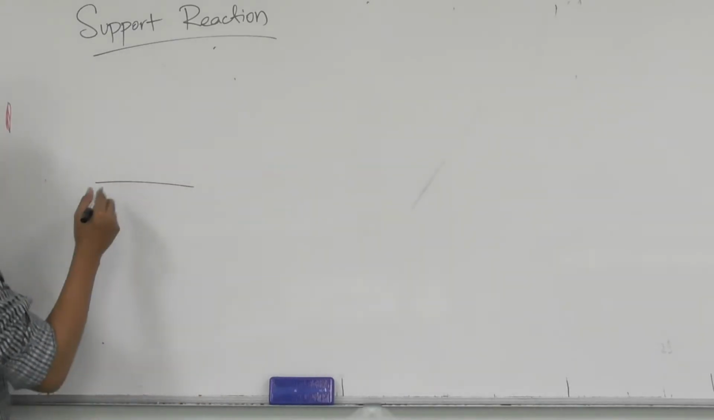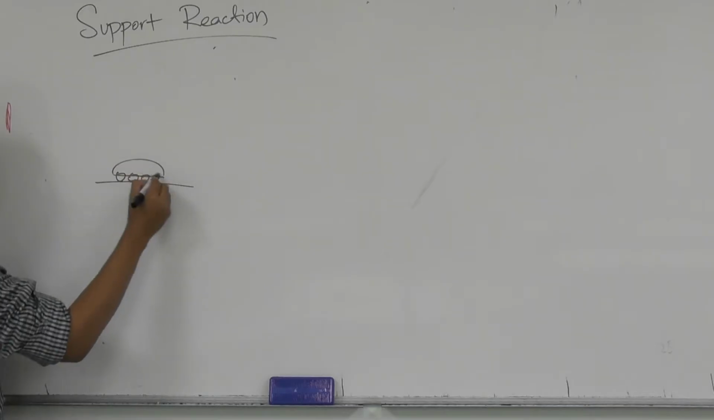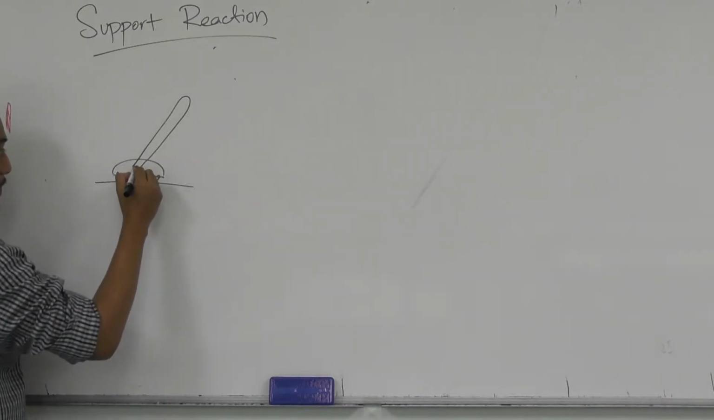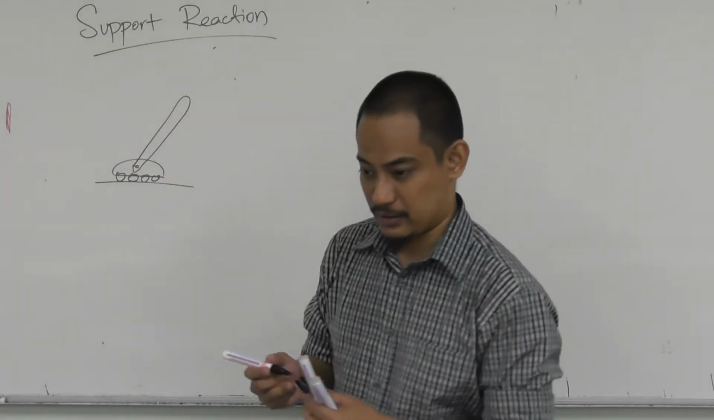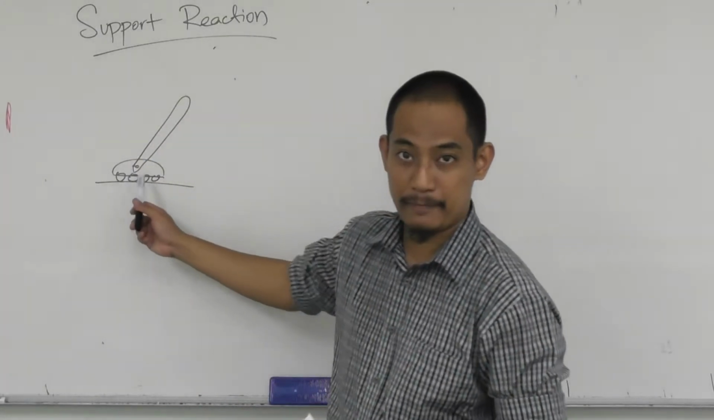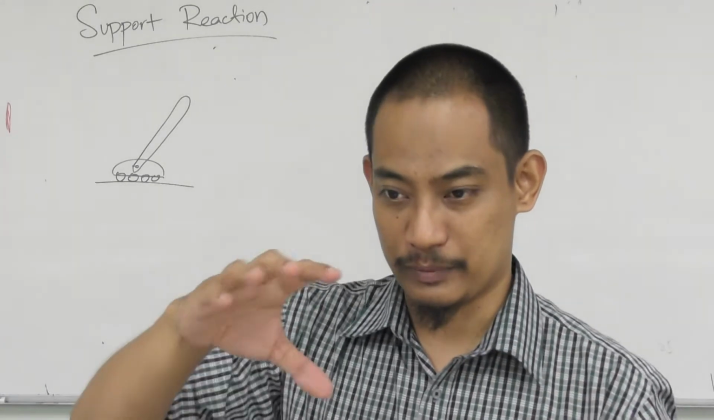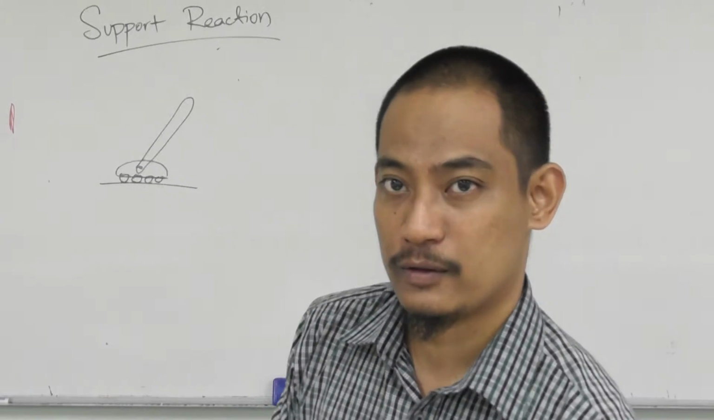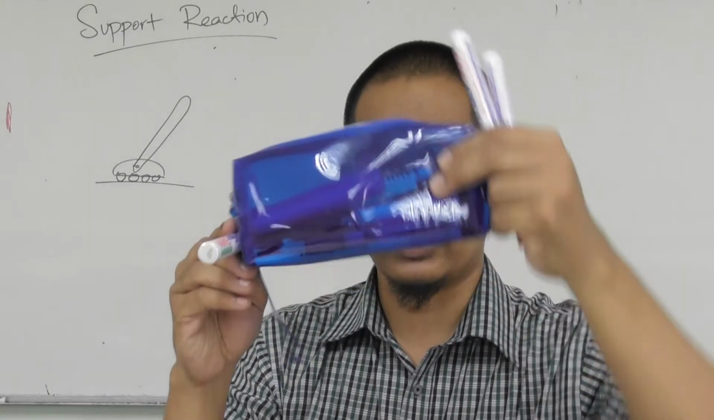So if you have a roller, something like this, right? You have a roller. And basically this actually has a roller and a pin. When we say pin, it means that, for example, you have a hole. If you have a hole and then you have the pin hinge there, so it is free to rotate, right?